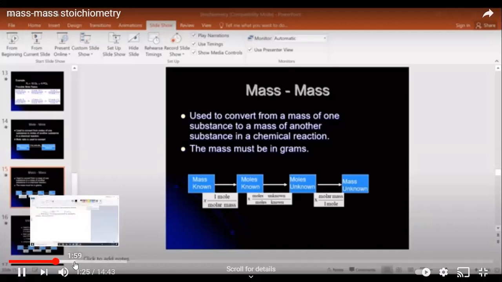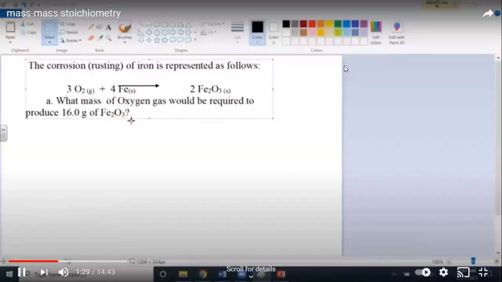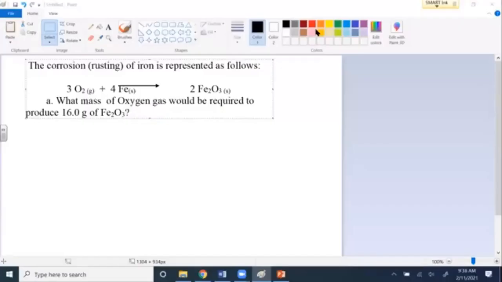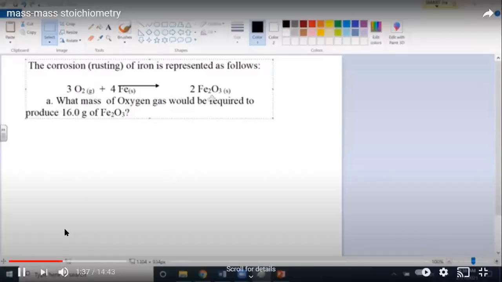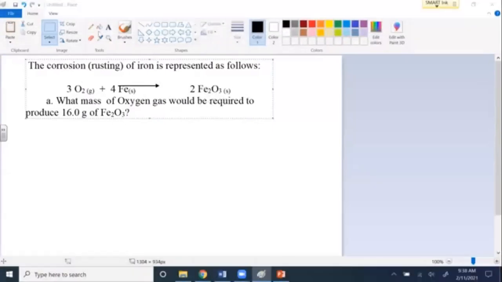So our first example that we're going to work is going to be the rusting of iron, represented as follows below. Oxygen reacts with iron to form iron(III) oxide. To do any stoichiometry problem, we must have a balanced chemical equation. So our question here is, what mass of oxygen gas would be required to produce 16 grams of Fe2O3?